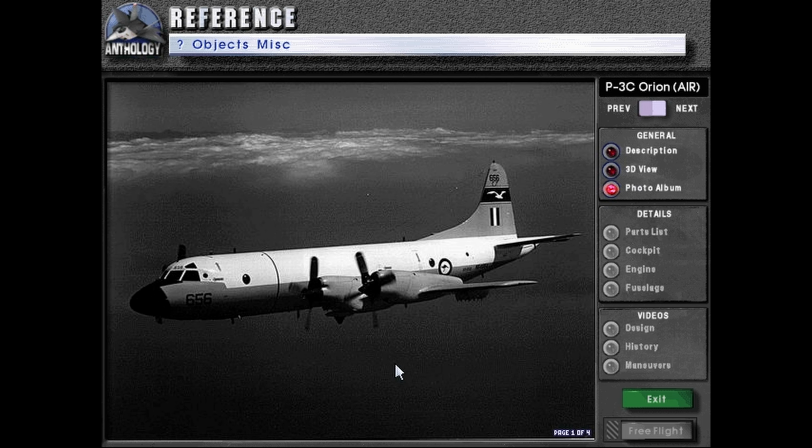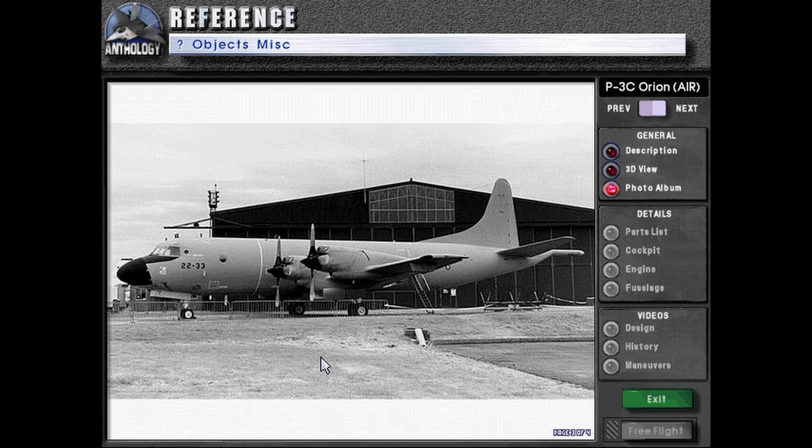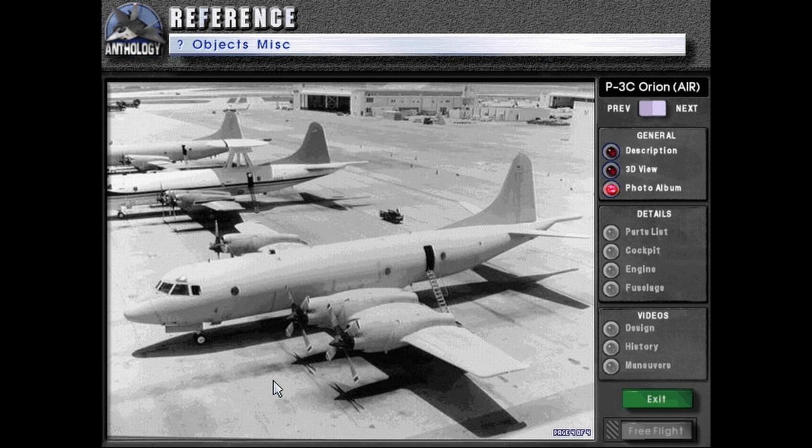In the photo album, we can see, oh, this is Australian. This is also Australian. This might be Canadian. I can't see the roundel though. And then we've got an unmarked one. It's probably still at the Lockheed factory or something.